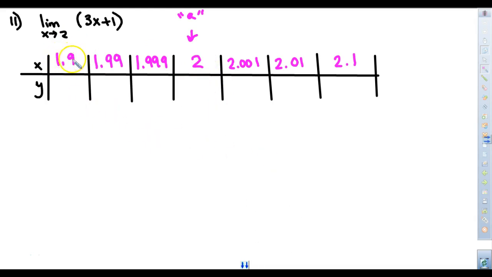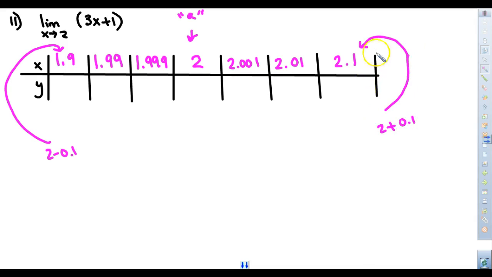And on this end, I put 1/10 on the left side. So if you do 2 minus 1/10, you get 1.9, okay? And then I just do 1.99, 1.999, okay? And then to get this number right here, just do 2 plus 1/10. And then to get closer, just keep putting a 0 between the decimal point and the 1, and that keeps getting you closer. Okay, so that's how you set your table up.